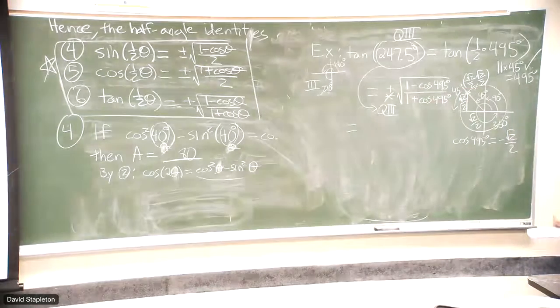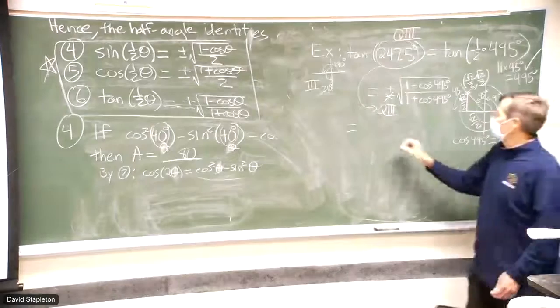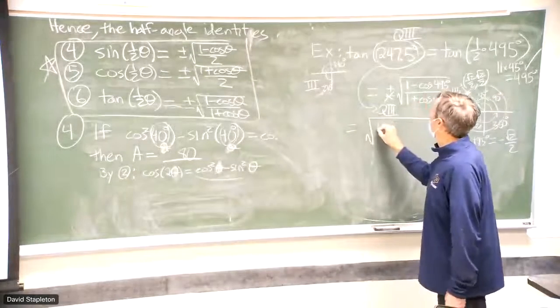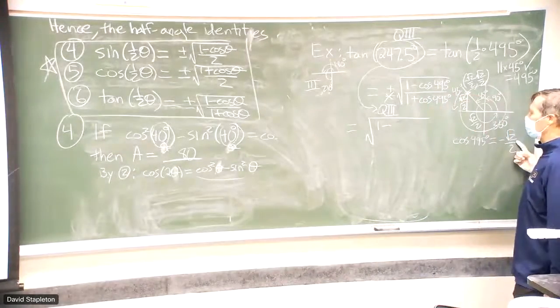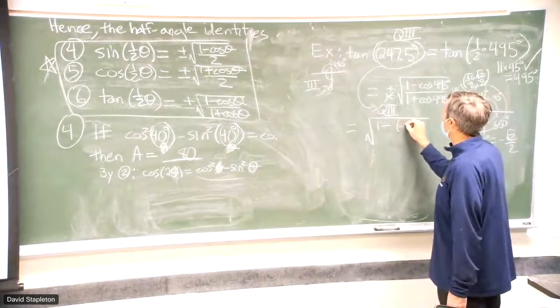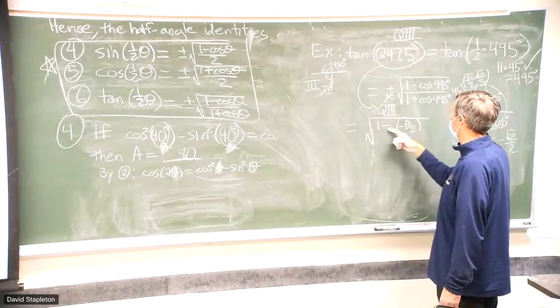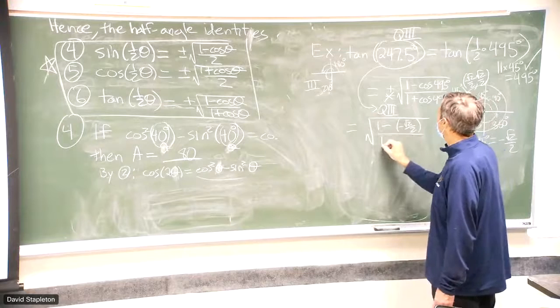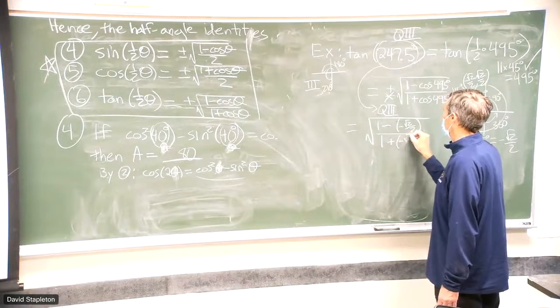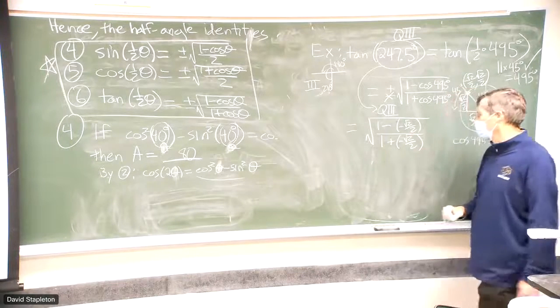All right, so we've got square root 1 minus, and let's see, cosine of 495 was minus square root 2 over 2. Be careful with your minuses here. There's always minus, minus, minus, minus everywhere. 1 plus minus square root 2 over 2. I'll write it out like that.